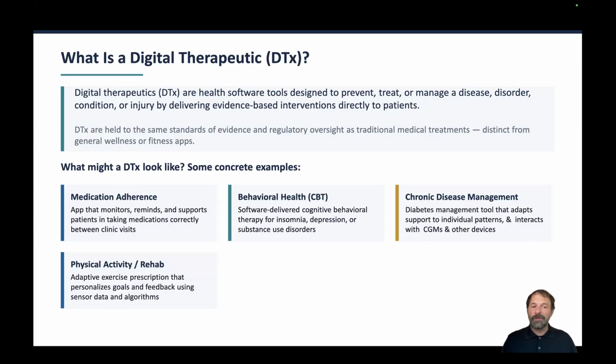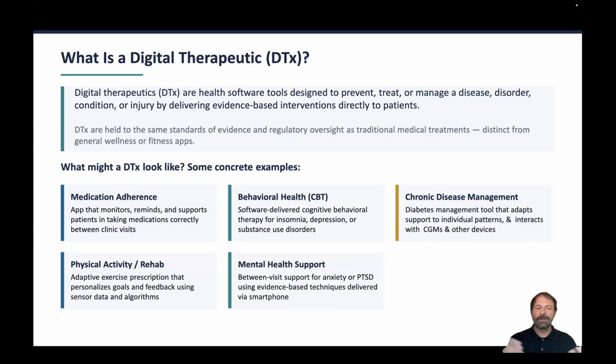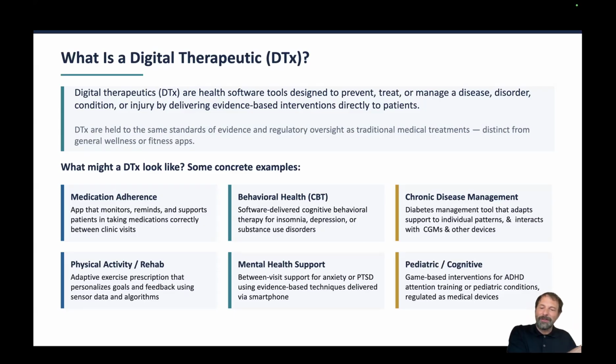Or you can imagine things for helping with physical activity, particularly around cardiac rehab or other sorts of areas where you might be providing personalized goals and feedback and you're integrating sensor data and algorithms, potentially also building into hypertension monitoring and things of that sort. Or you can imagine things like mental health support, right? So between visit support perhaps for anxiety or PTSD, or even starting to get into where there might be chatbot tools and having chatbots and other generative AI tools integrated into this support. And then finally, you can imagine things like pediatric care or potentially older adult care for cognitive health and building gamified tools and things to help with attention or otherwise.